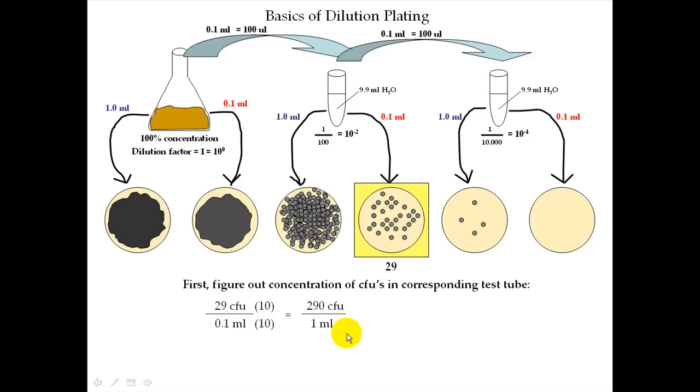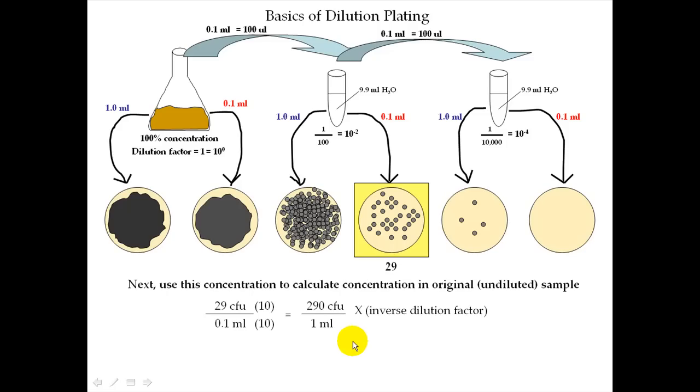To say it in the technical terms, what you do to this number is multiply it by the inverse dilution factor. So the dilution factor of this is 1 over 100. The inverse of 1 over 100 is just 100. So that's 100. And when you do that, that should give you this number here, 29,000 CFU per milliliter. That's the number of colony-forming units there were in the original sample.